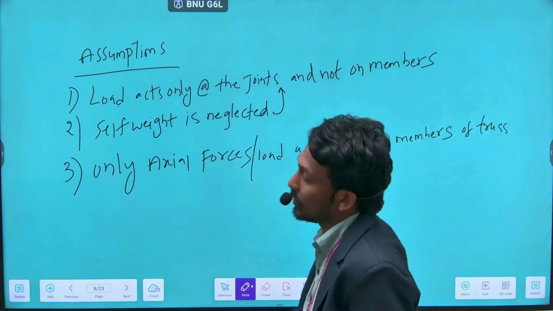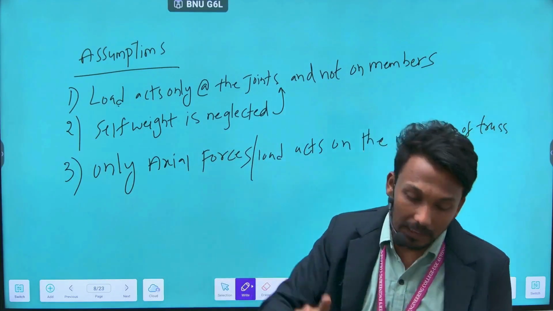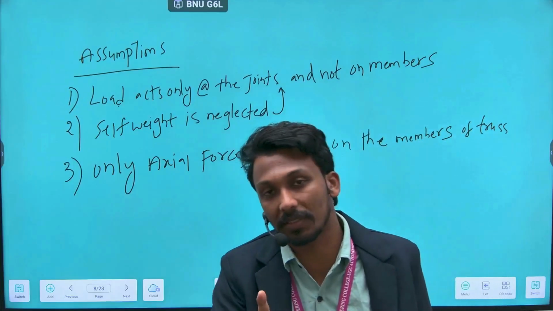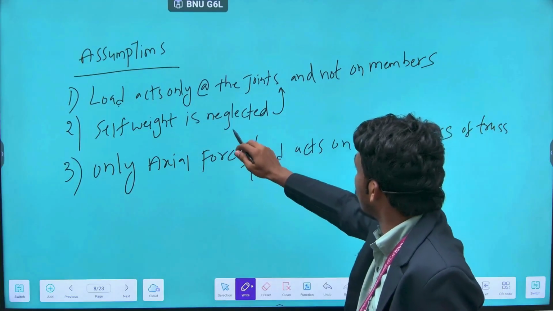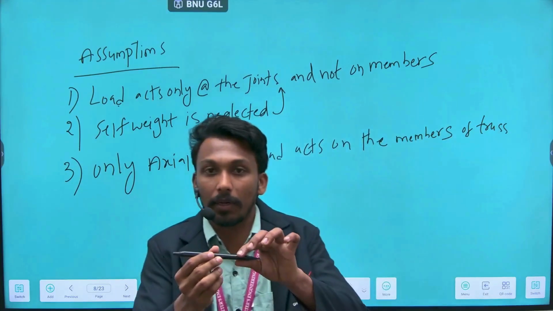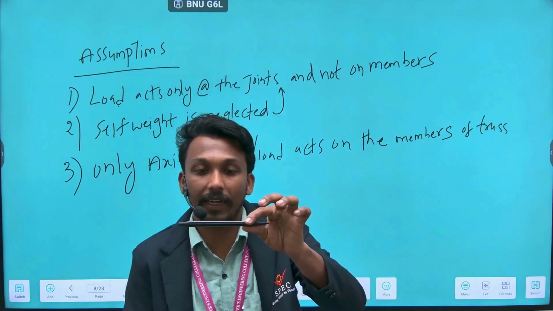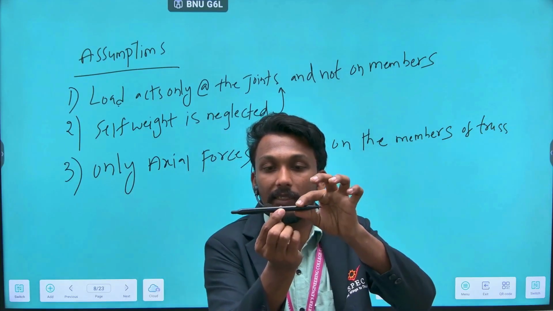So the major assumptions: the load acts only at the joints but not on the members, and the second one is we are neglecting the self weight of the members of the truss. When we are neglecting the self weight, let us say this is a member of a truss. We assume that the self weight acts at the centroid, that is the midpoint here.